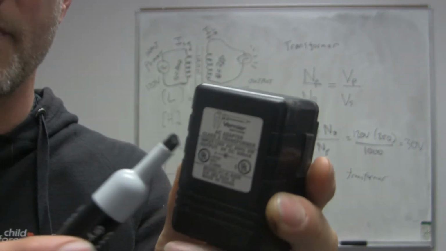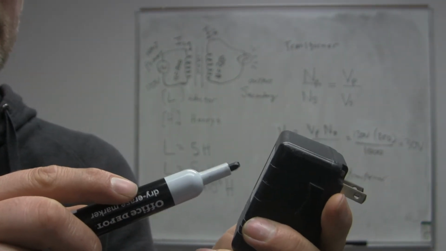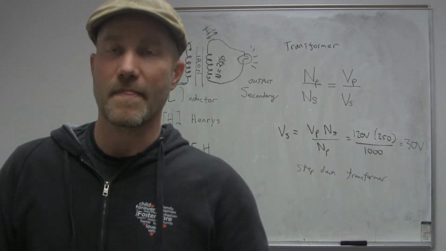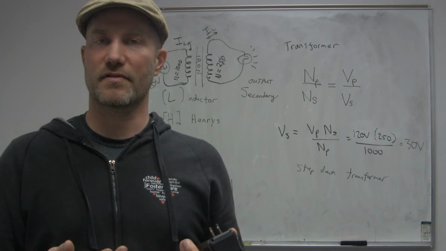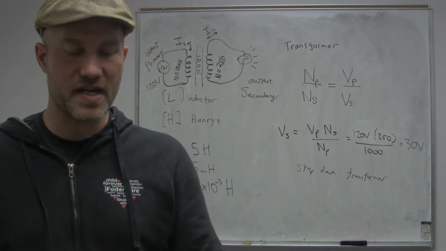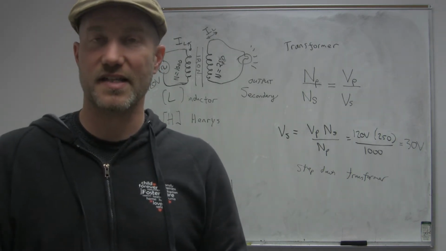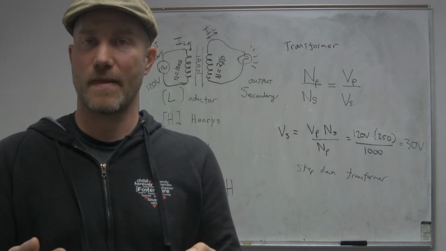Before you can read it, but the output says 6 volts. So this is a step down transformer. In fact, it's stepping down from 120 down to 6. That's a factor of 20.